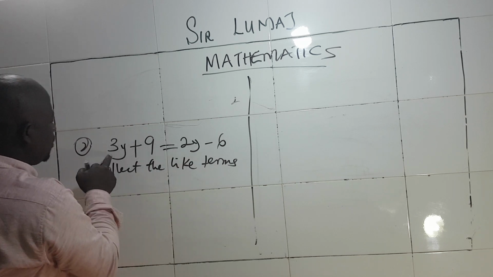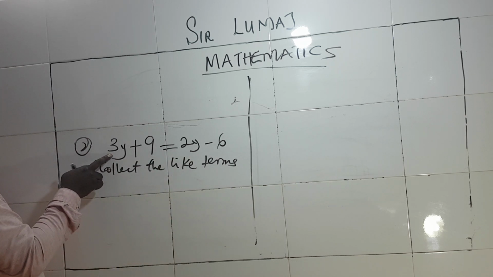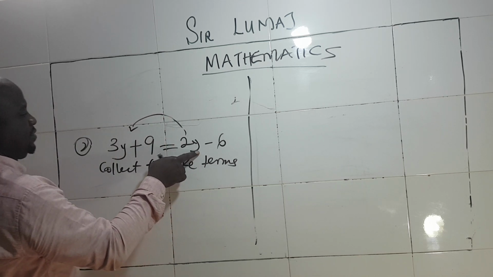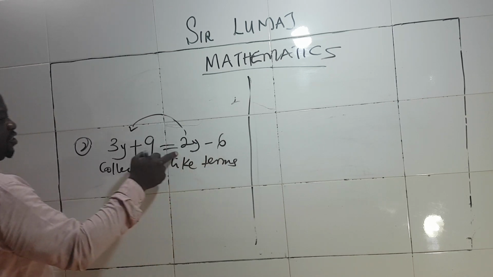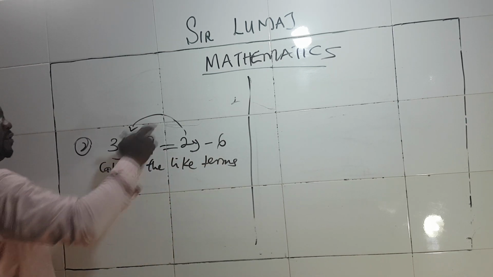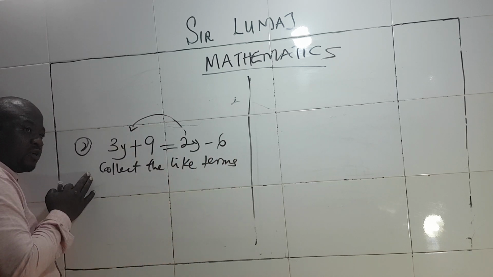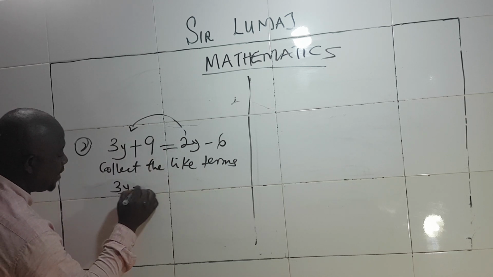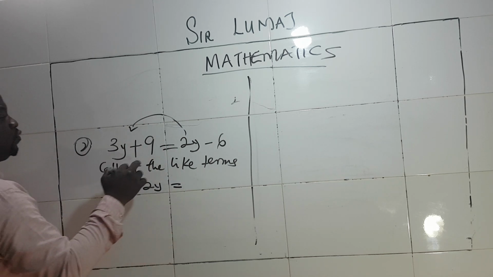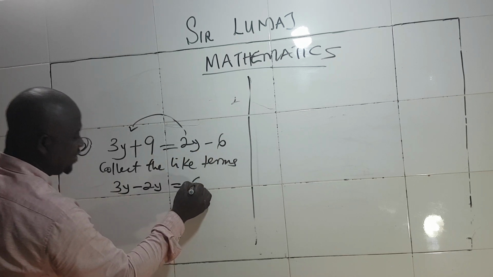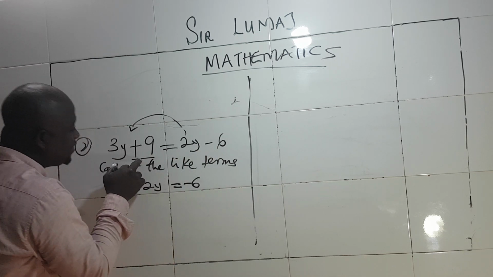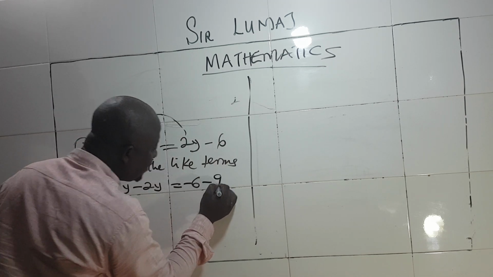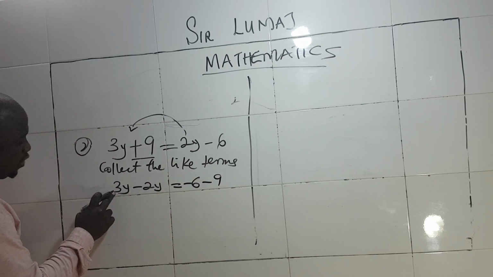Look at the alphabet. Which one has higher coefficient? The number here. It means this one will leave for this side. By the time this one leaves for this side, this place will be empty. This one can shift to this side. Then this one will also leave and go to the other side. So we now have alphabet one side, number on the other side. So we have 3y minus 2y is equal to, this one will shift, minus 6. So by the time plus 9 leaves this side, crossing this equal to the other side, it becomes what? Minus 9.